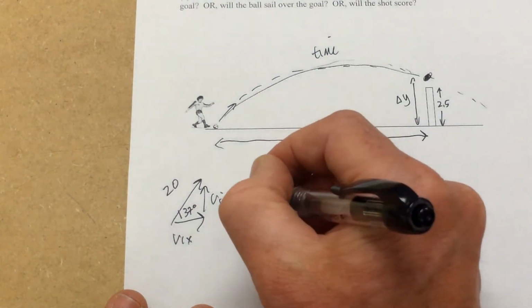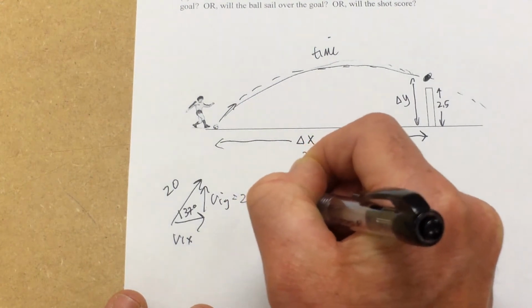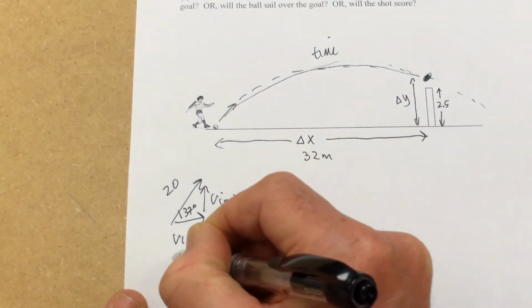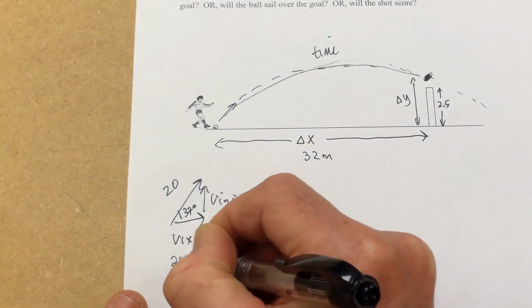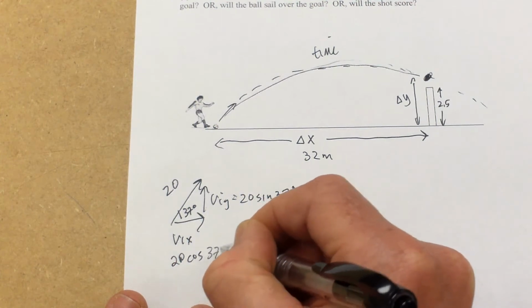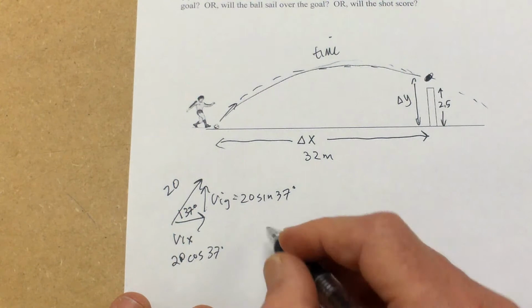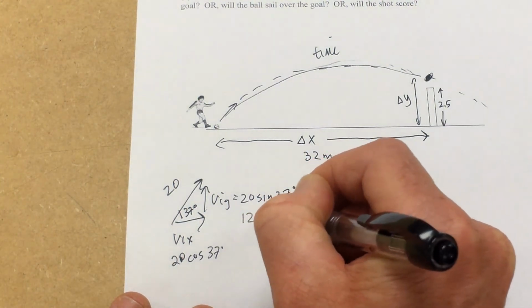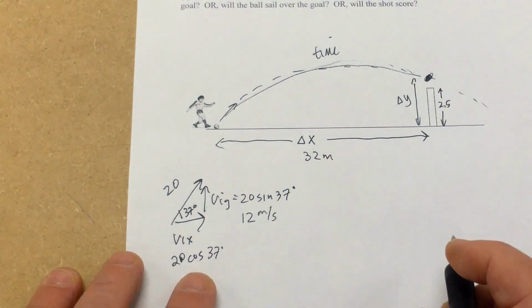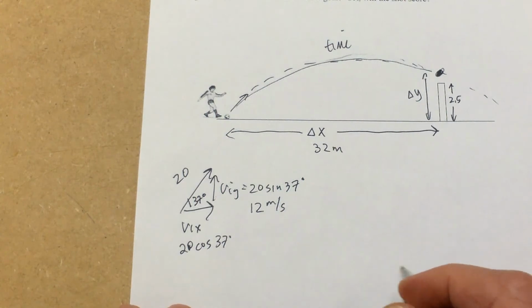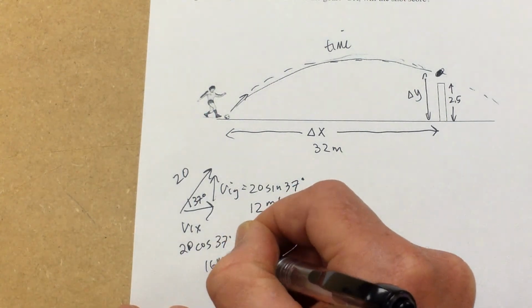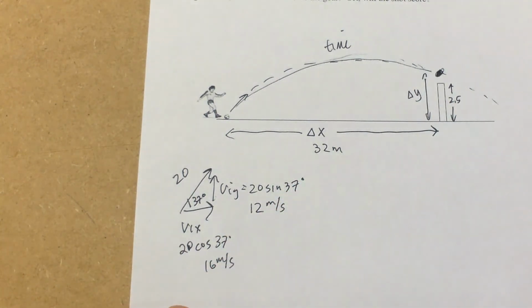So when we do that, this will be 20 times the sine of 37. This is going to be 20 times the cosine of 37 degrees. So our Viy, 20 sine 37, I get around 12 meters per second for that. 20 cosine 37, I get around 16 meters per second for that. All right, again, that stuff should be pretty easy for you.